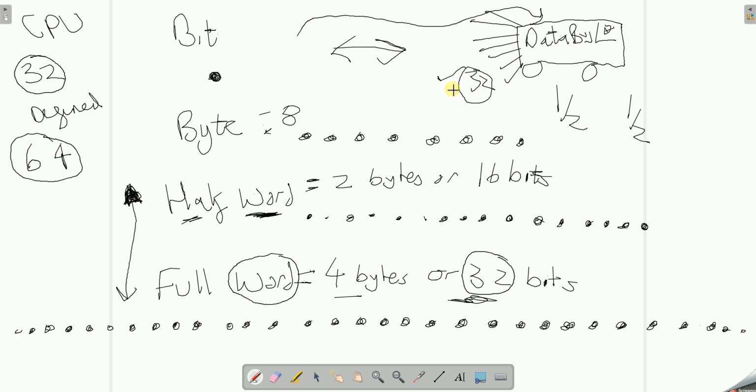Ideally, the bus width, which in this case is 32, should equal the word length from the instructional data, ideally.